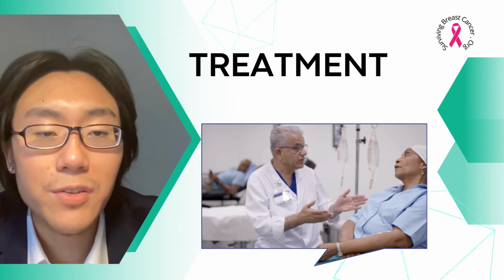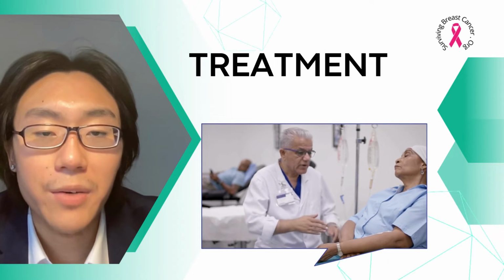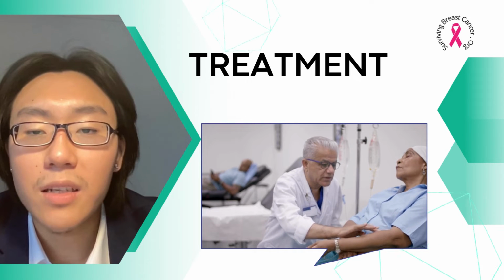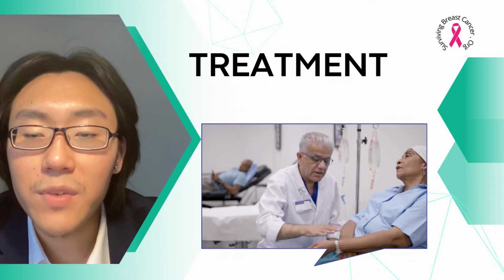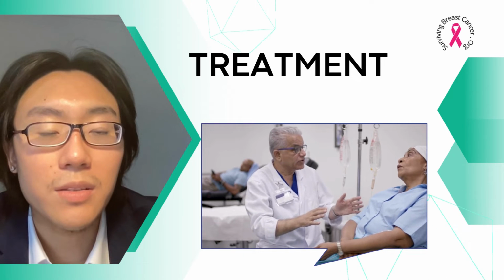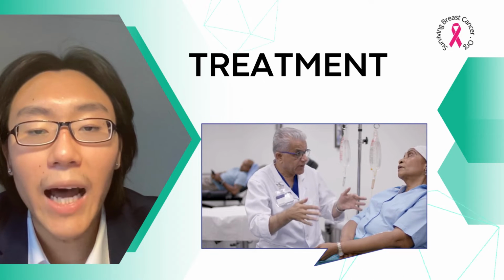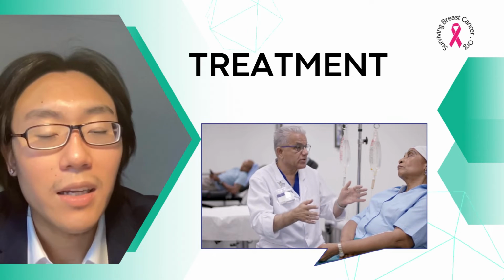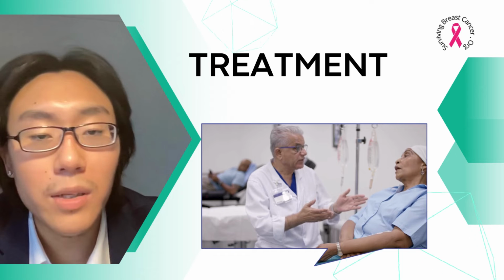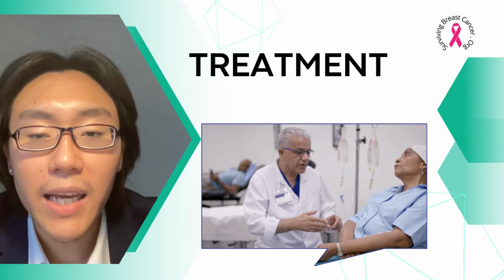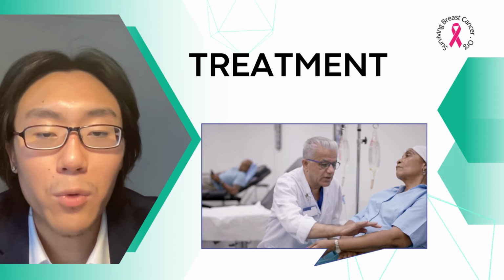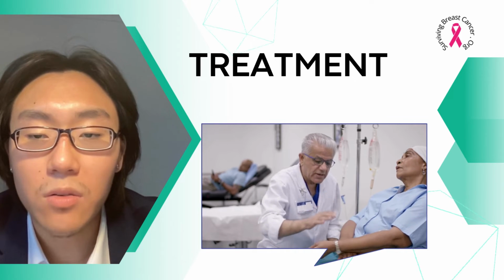There are 5 treatments. The first one is surgery, removing the affected area such as the uterus, ovaries, fallopian tubes, or nearby lymph nodes. The second is radiation therapy, using high energy beams to kill the cancer cells and prevent them from growing back. The third one is chemotherapy, which is using specialized medication to stop the growth of the cancer cells. And fourth, hormone therapy, which is blocking the hormones to stop the cancer cells from growing.